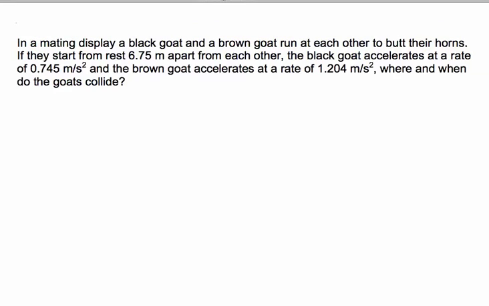Okay, let's do another practice. In a mating display, a black goat and a brown goat run at each other to butt their horns. So we know that we're going to have the black goat. It's going to be my A, and it's arbitrary. You can pick whichever one you want. And the brown goat is my B.